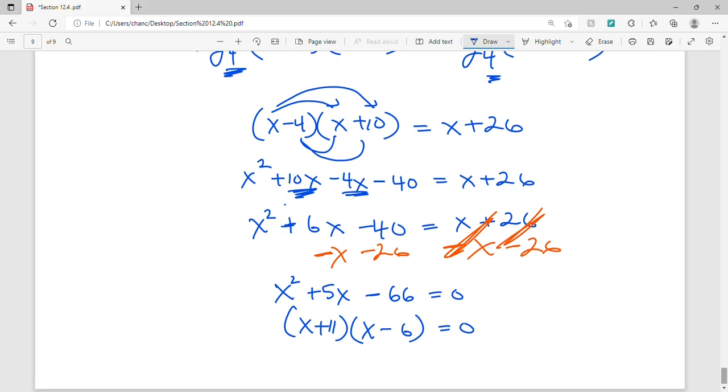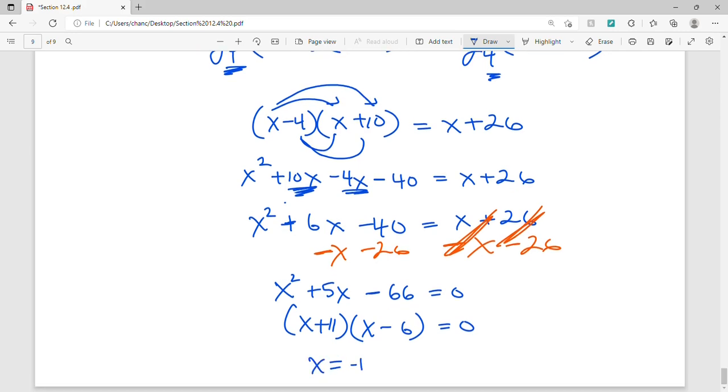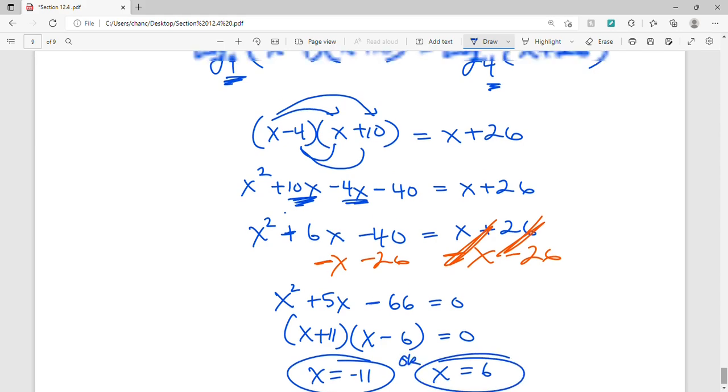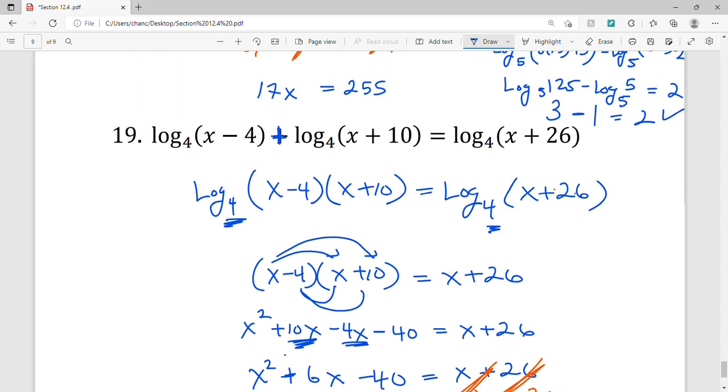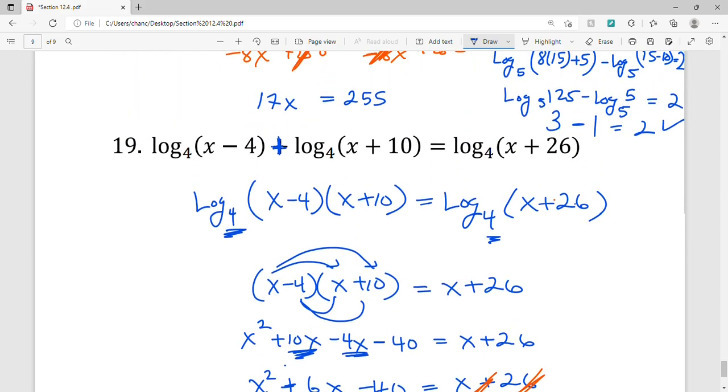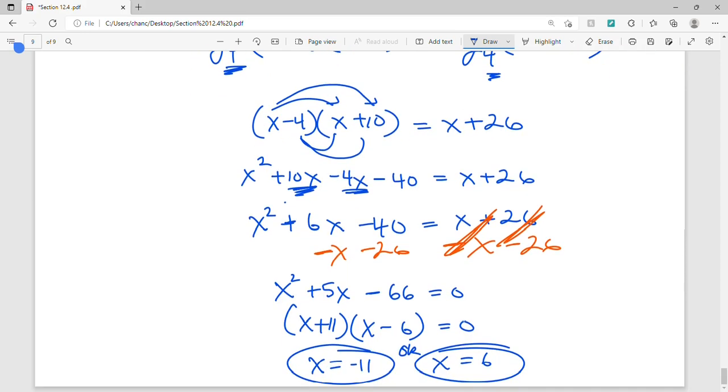So we have 2 possible solutions. X could be equal to negative 11, or x could be equal to positive 6. But you have to check your work in order to know which one works. And if you check carefully, you will realize by plugging in these numbers, the negative 11 does not quite work out because you have a negative inside the argument. So x equals negative 11 does not work, but I want you to check on your own x equals 6. That one will work. That one is the only good solution we have.